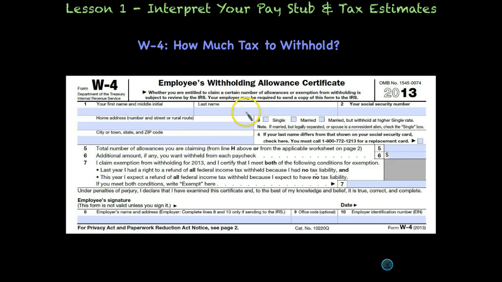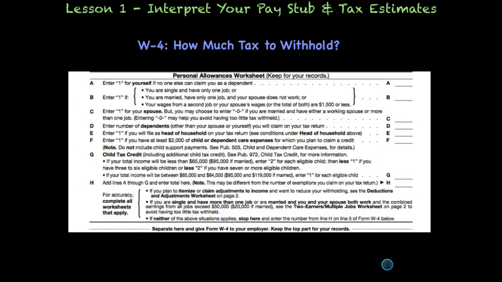Notice that you put in all your personal information, and then starting here at line 5, total number of allowances you are claiming. And then it says from line H or above, or from the above applicable worksheet. Well, that's this worksheet. You can choose to fill this out, or you can just make a rough estimate of how many exemptions you'd like to claim.